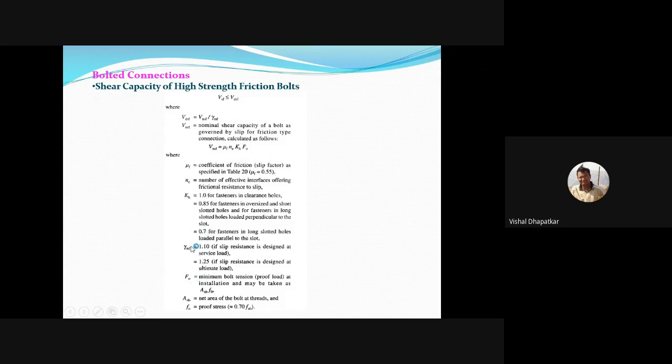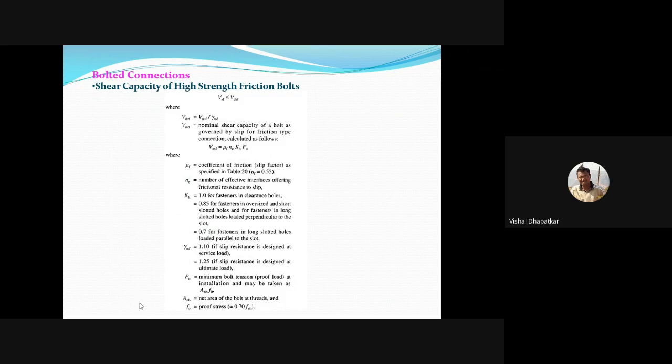So these are the factors of safety, gamma MF: 1.1 if slip resistance is designed at service load, and 1.25 if slip resistance is designed at ultimate load. So it says that whenever we use service load combinations, that is load combinations without any factor, in that case the factor of safety shall be 1.1, and when we use the ultimate load combination or strength load combination, or combination with the factored load, in that case we have to follow the factor of safety as 1.25.